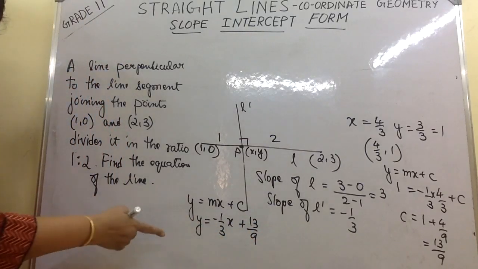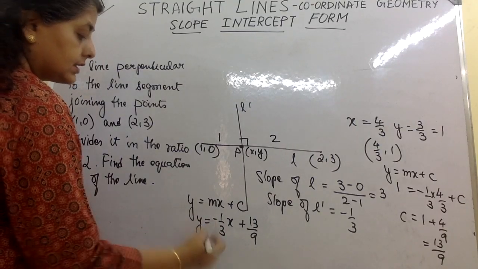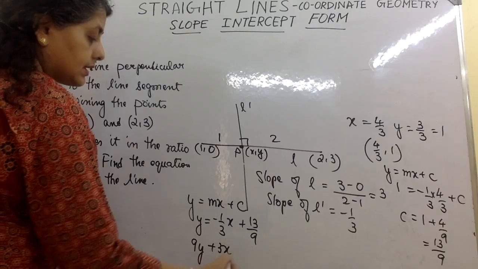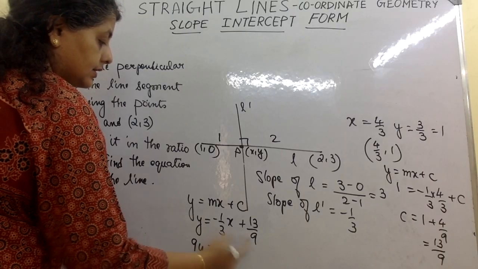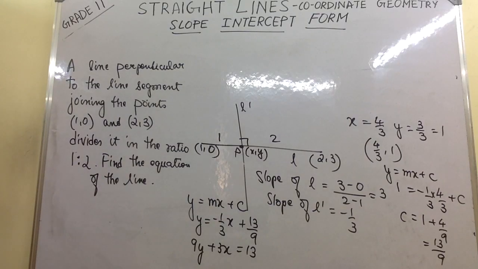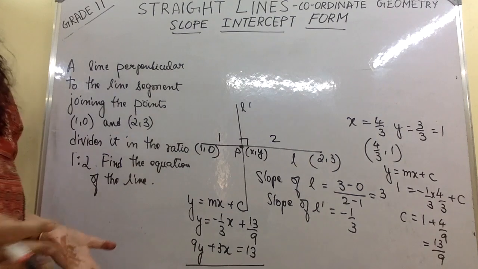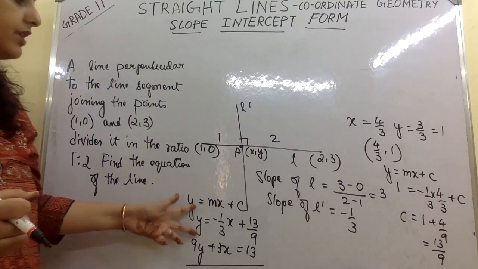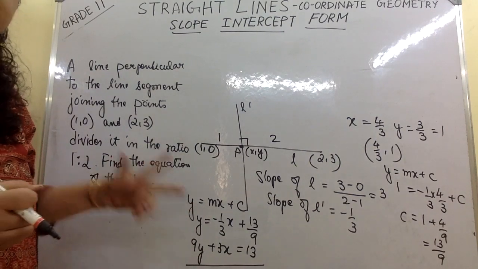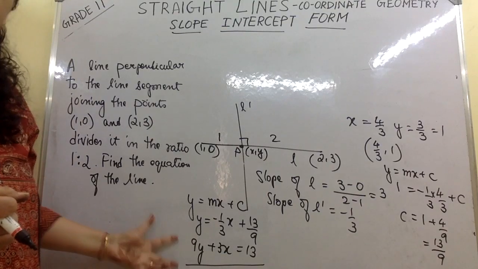But don't leave it like this. LCM is 9, so it is 9y plus 3x, and that is equal to 13. So 9y plus 3x is equal to 13. Remove the denominators and give them the equation. If you leave it at this point, they might cancel or take some marks. So this is your final answer.